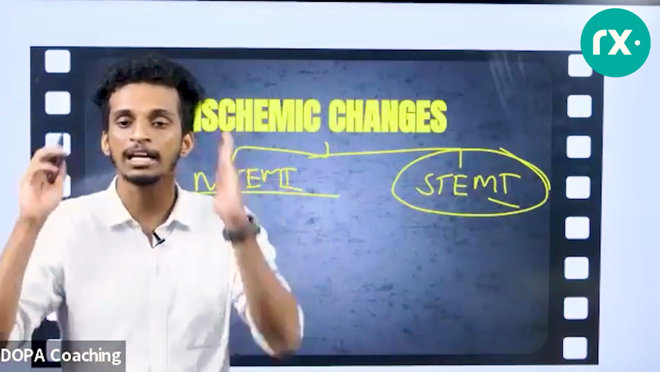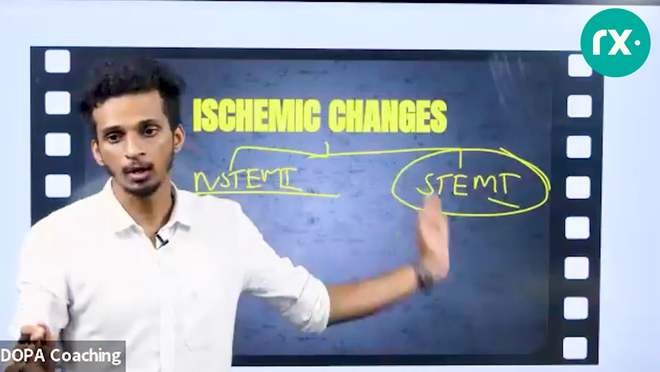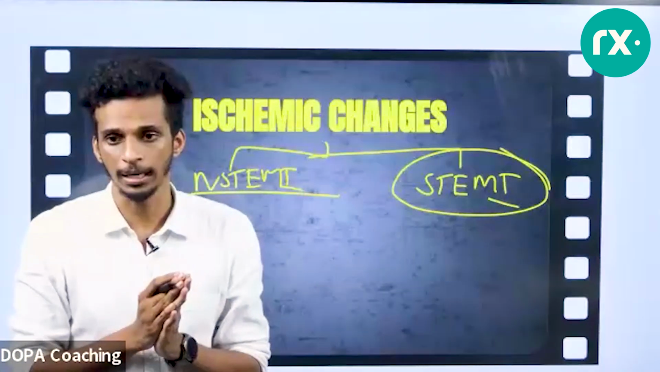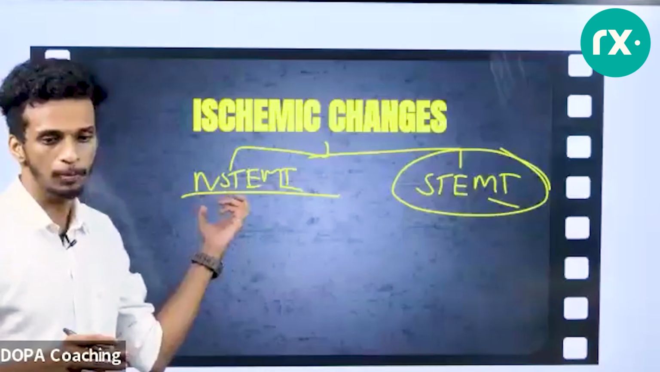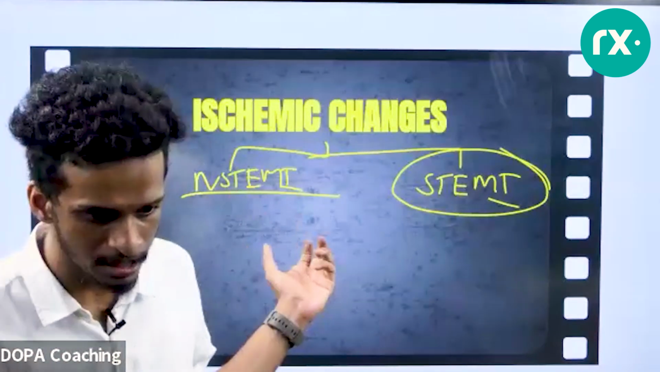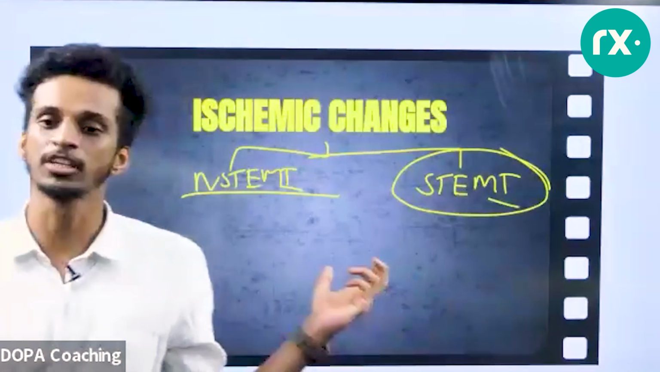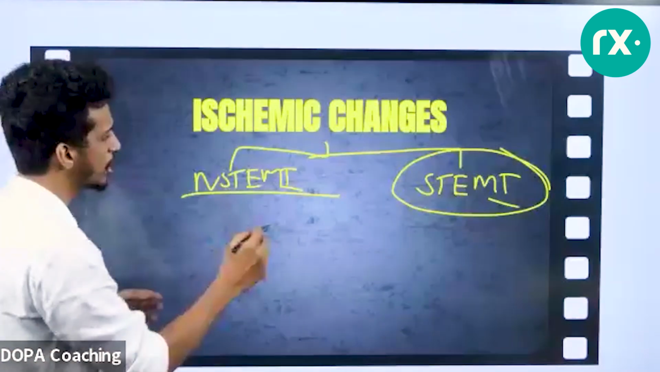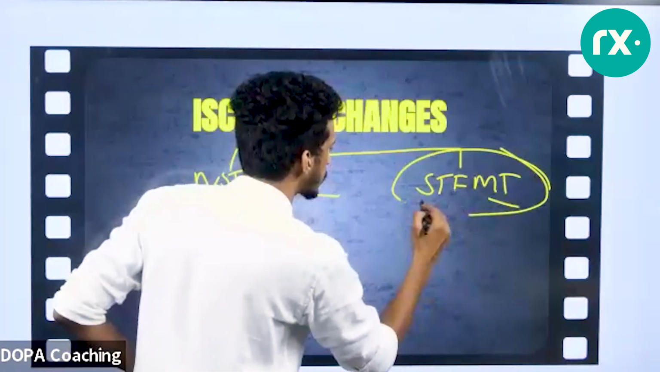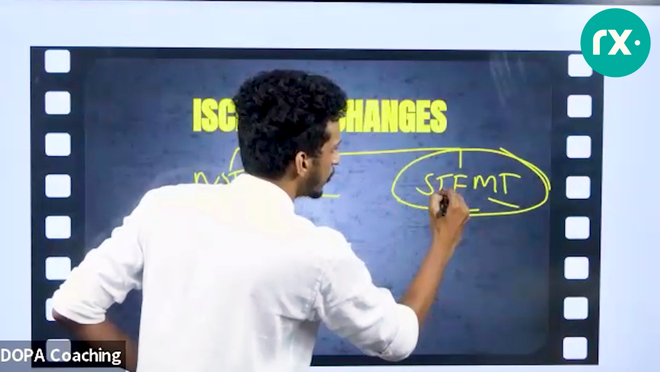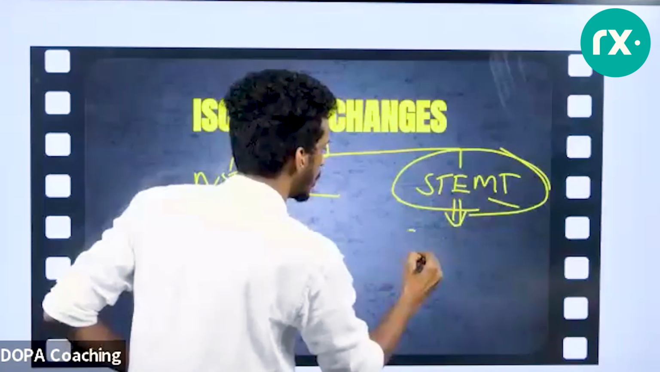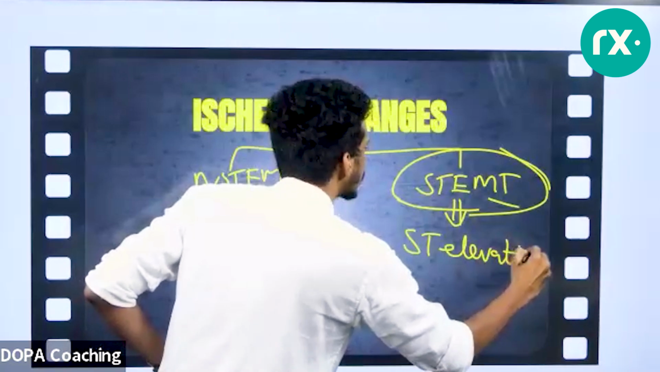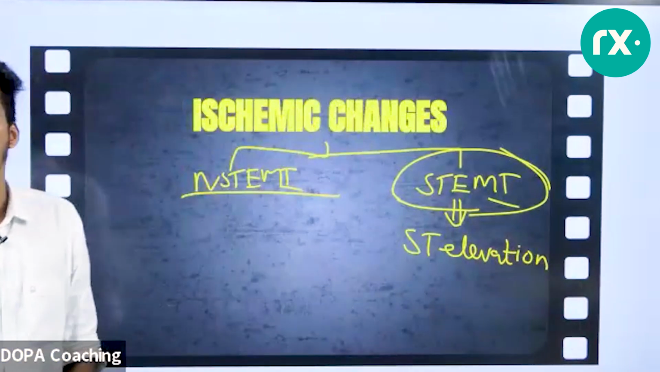You can save the life of a patient if you diagnose and intervene properly at the proper time for a patient with ST elevation MI. I hope everybody knows the full form of NSTEMI and STEMI. NSTEMI means non-ST elevation MI, and STEMI means ST elevation MI. So what changes will we see? The word itself denotes it. STEMI means ST elevation, so the ECG finding here will obviously be ST elevation.